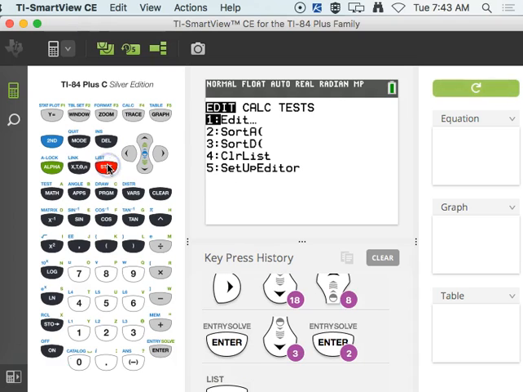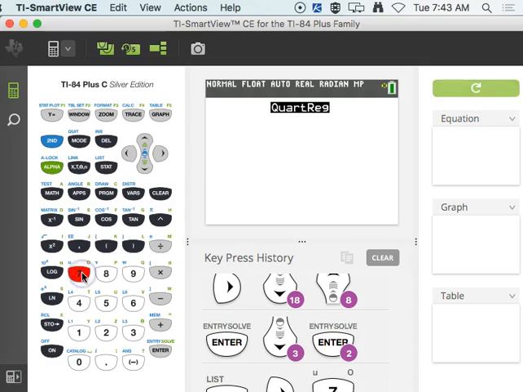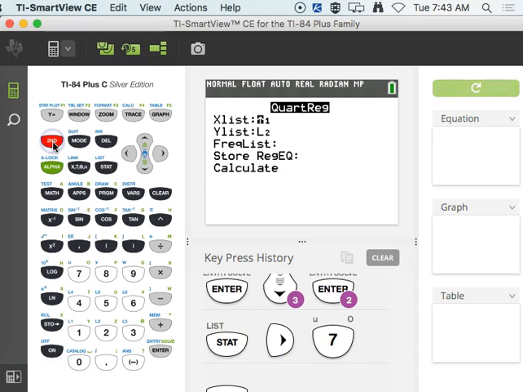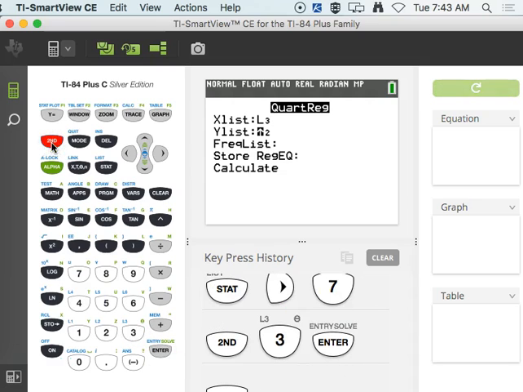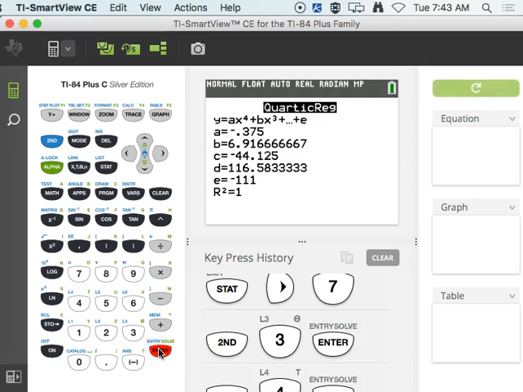So, stats, calculate, and this time we're going after quartic regression, which is number 7. Because I knew I was going to have to do this, I put my lists in list 3 and list 4, so I would have to change those to L3 and L4. If I were you, I just would have rewritten L1 and L2. And again, if you've done that, all you have to do is hit calculate. It's the only data that's in there, so the calculator will take care of it for you.